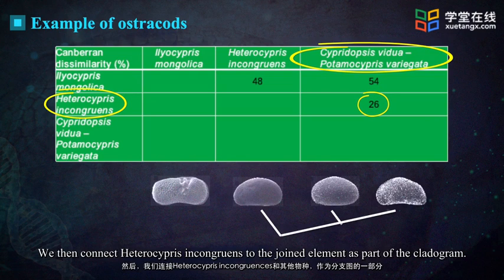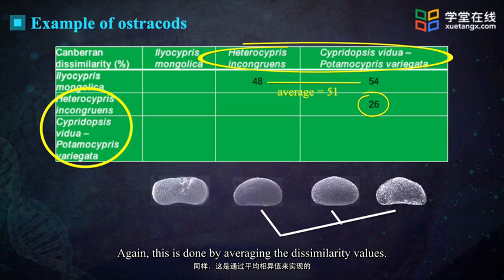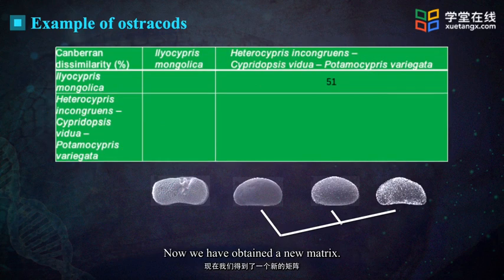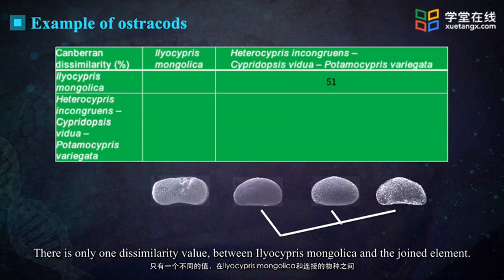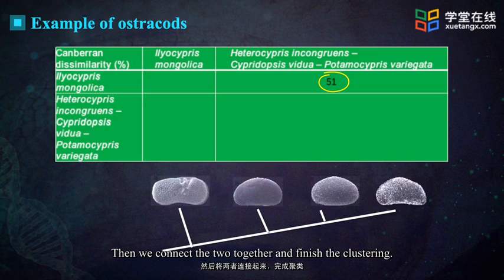We then connect Heterocypris incongruens to the joined element as part of the cladogram, and then join them in the matrix to form a new, bigger element. Again, this is done by averaging the dissimilarity values. Now we have obtained a new matrix. There is only one dissimilarity value between Iliocypris mongolica and the joined element. Then we connect the 2 together and finish the clustering.